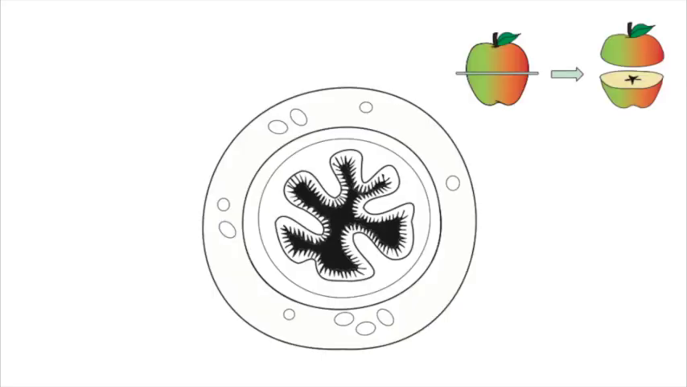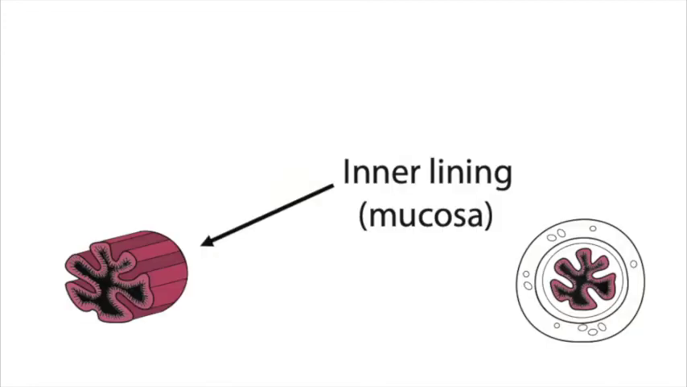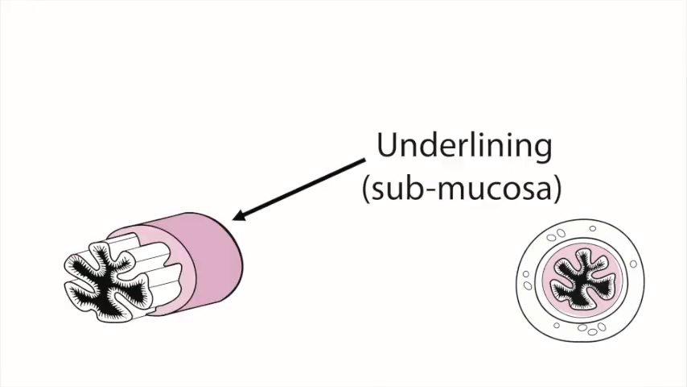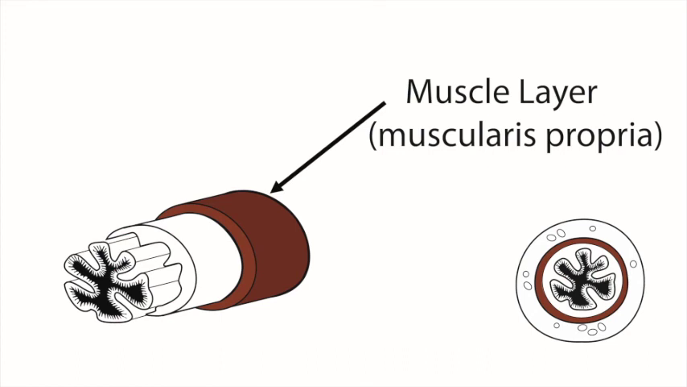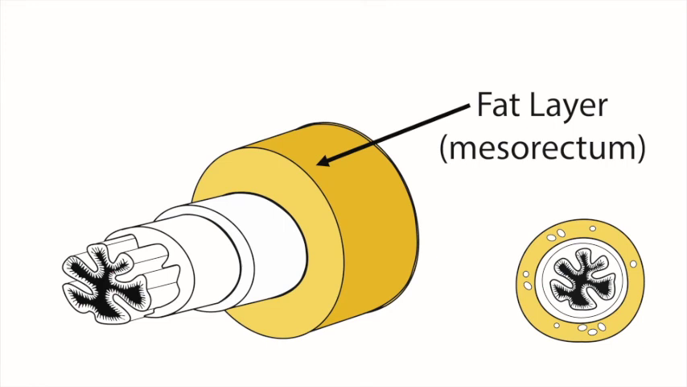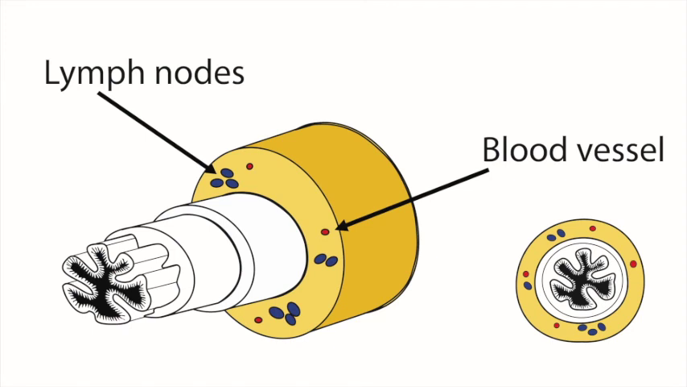In order to look at the layers, we are going to look at the rectum as a cross-section. The rectum has layers like an onion. Closest to the channel is the lining of the rectum, also known as the mucosa, which promotes absorption. The next layer is the underlining, also known as the submucosa, which provides strength to the rectum. The third layer is the muscle layer, also known as the muscularis propria. Around these three layers is the fat covering of the rectum, also known as the mesorectum. This fat covering contains lymph nodes and blood vessels to provide nutrition and remove tissue waste.